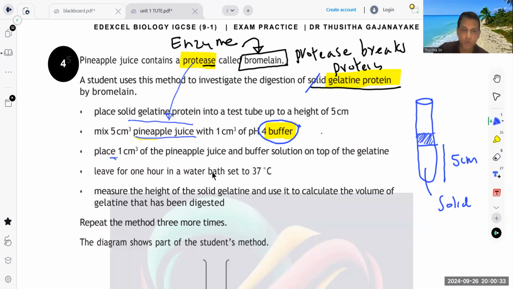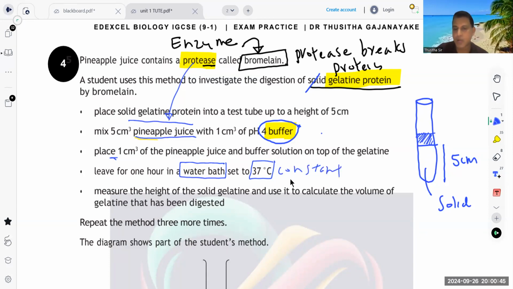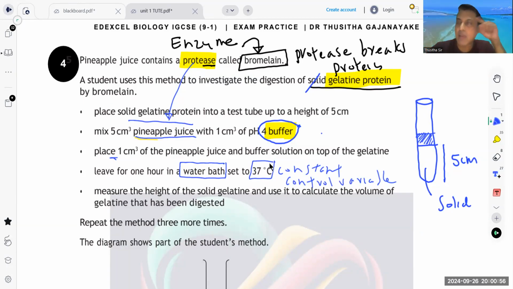Leave for 1 hour in water bath. So water bath is the instrument we use to set temperature constant. So that's a constant temperature. So this comes under control variable. We have to keep temperature constant because temperature can affect rate of reaction. If temperature changes, rate of reaction changes. So we have to keep it constant, so that it has no effect.